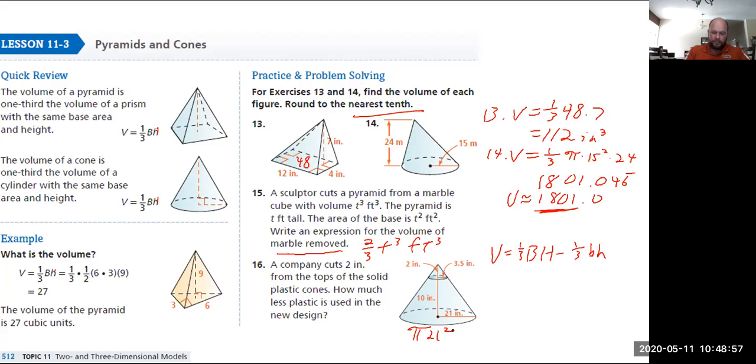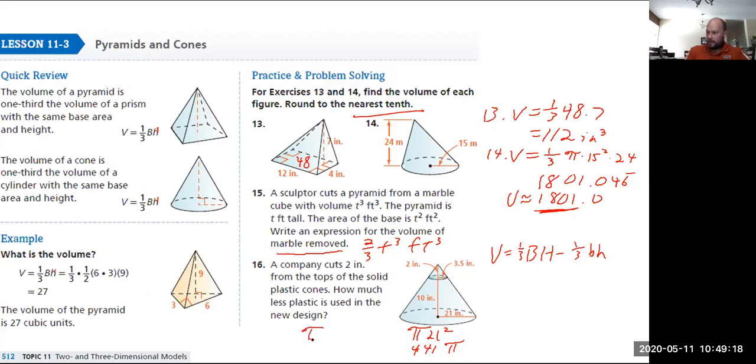21 squared is 441. I'm leaving it in terms of pi until the end. So that's for that big base. For the little base, we're going to do the same thing.